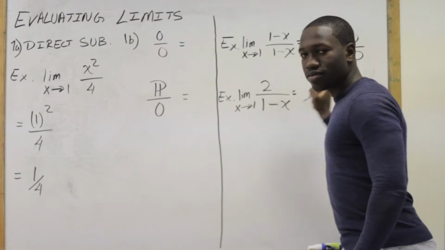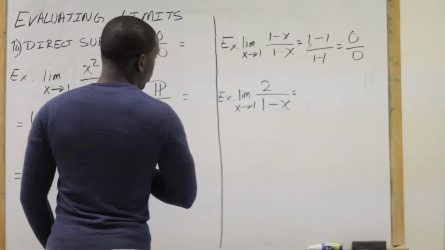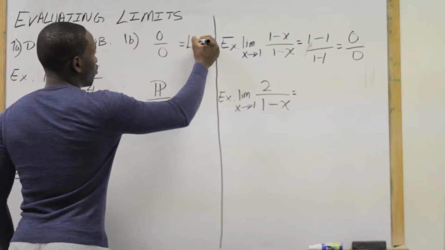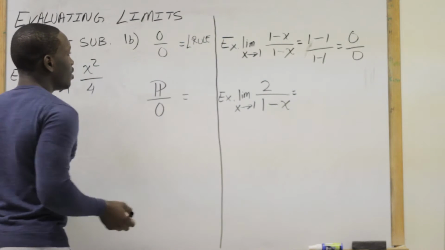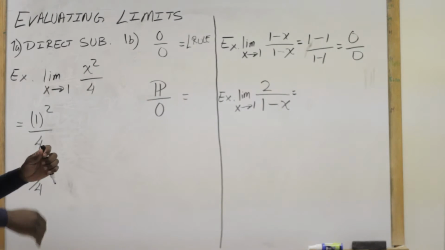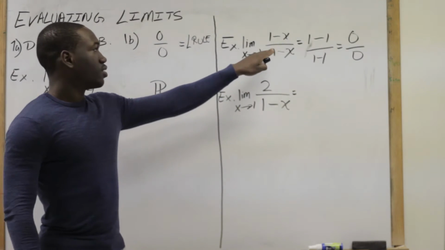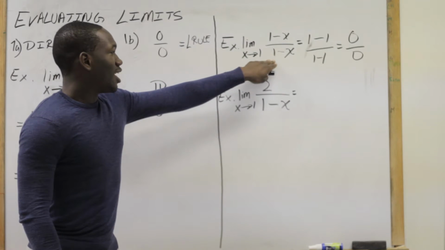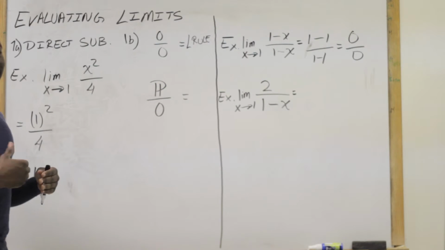Anytime you have 0 over 0, you use something called L'Hopital's rule. We're going to write down L'Hopital's rule. And what L'Hopital's rule indicates is that you're allowed to take the derivative of the numerator separate from the derivative of the denominator and try it again.